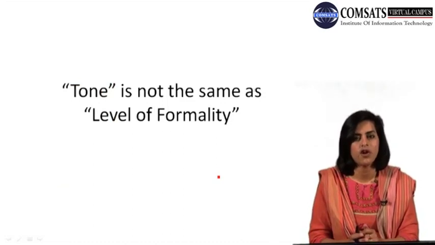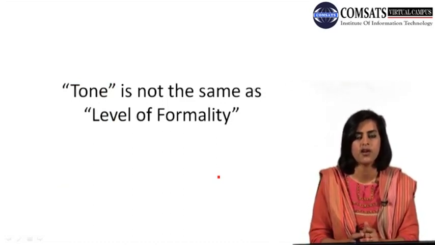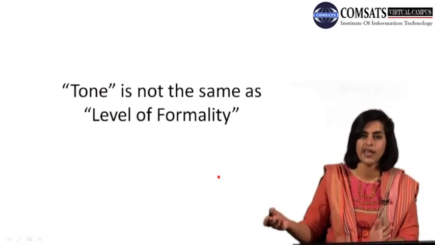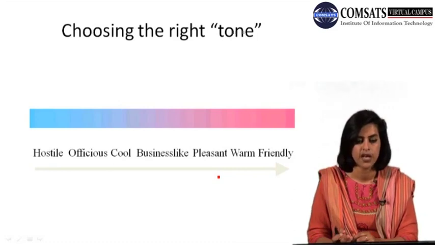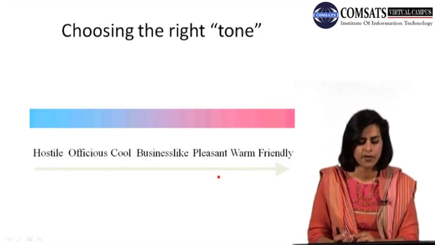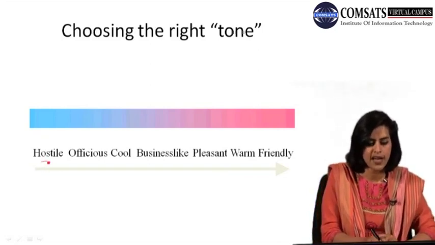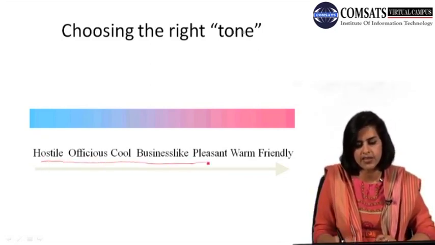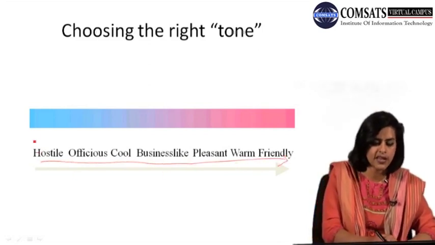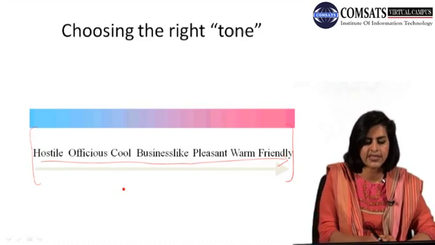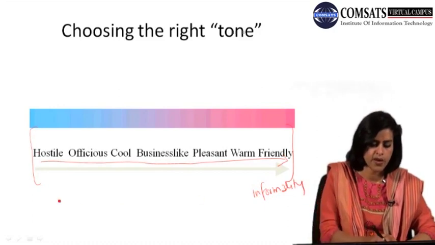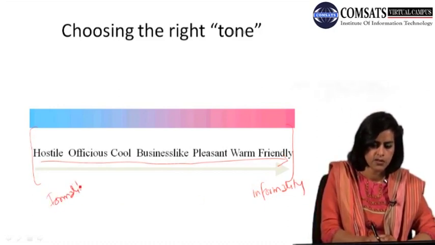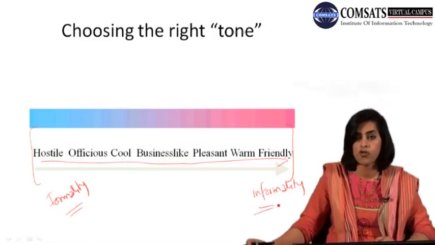Tone is not the same as the level of formality. Formality relates to your words, but tone is different. Choosing the right tone means moving, for example, from hostile to officious to cool, then businesslike, pleasant, warm, and then friendly. So this variation of tone is separate from being very formal or informal. This is how you differentiate between the level of formality and tone.